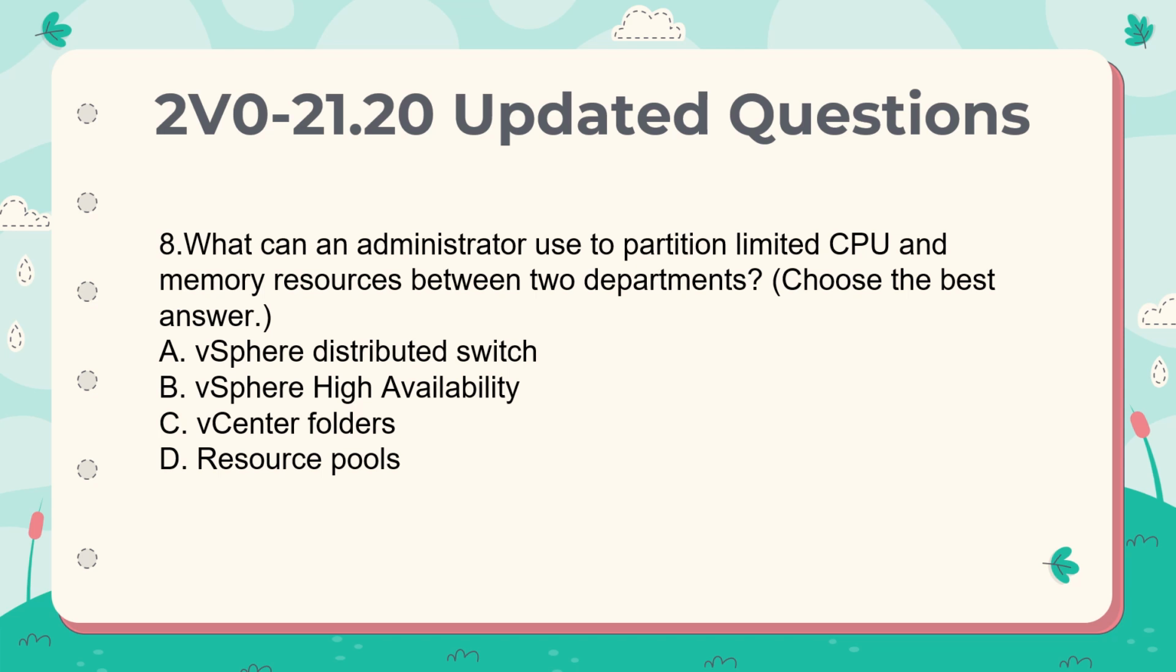8. What can an administrator use to partition limited CPU and memory resources between two departments? Choose the best answer. A. vSphere distributed switch. B. vSphere high availability. C. vCenter folders. D. resource pools.